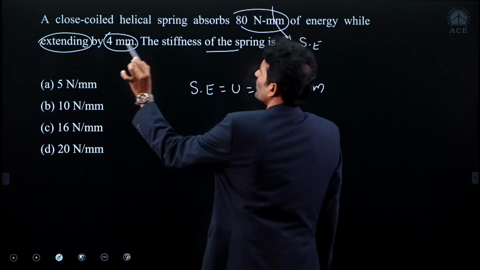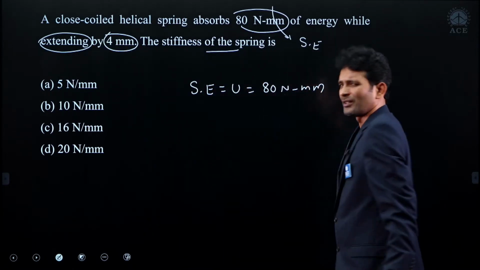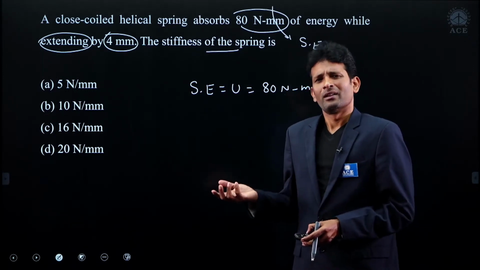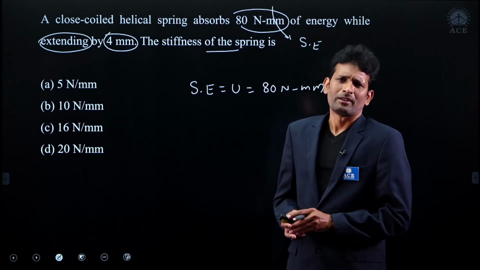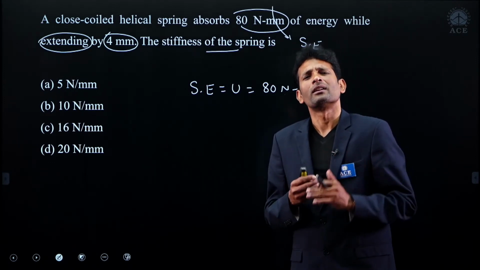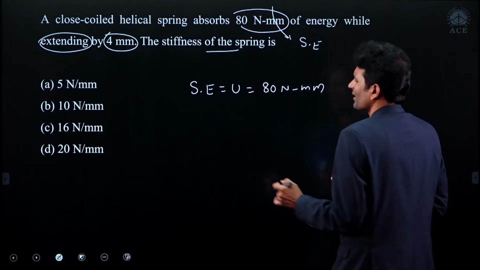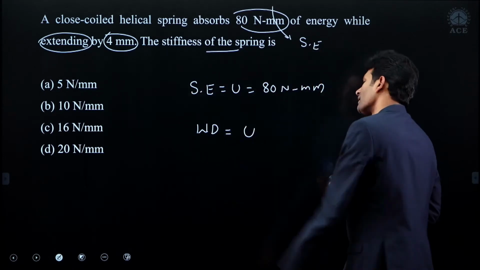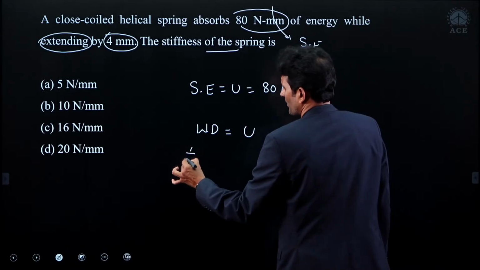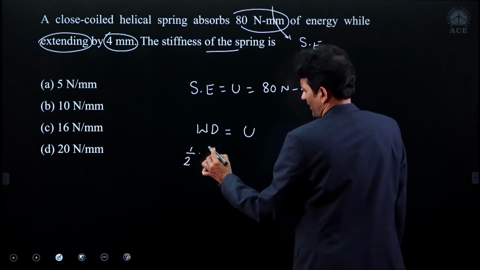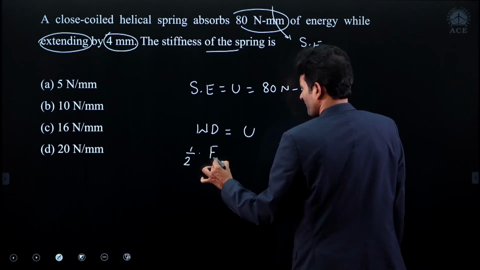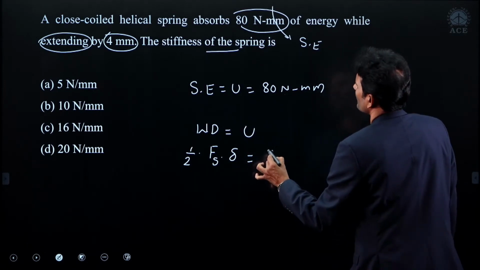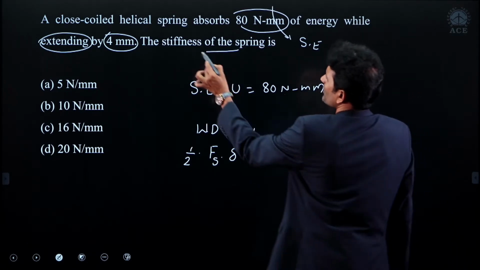That work done by the load on the spring should be equal to strain energy within the elastic limit. By default, every analysis in our subject is up to the elastic limit, or strictly speaking, up to the proportionality limit. Within the elastic limit, work done by the load on the spring equals strain energy. Work done equals half into spring force into deflection. Strain energy is given as 80, but here we have to calculate stiffness.